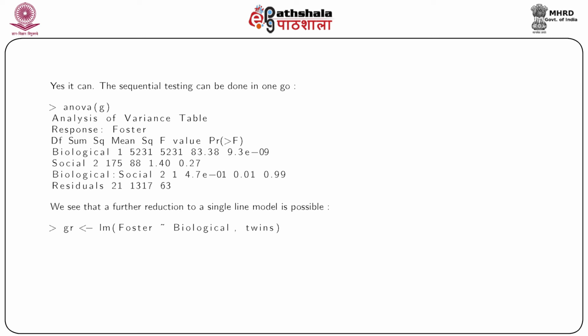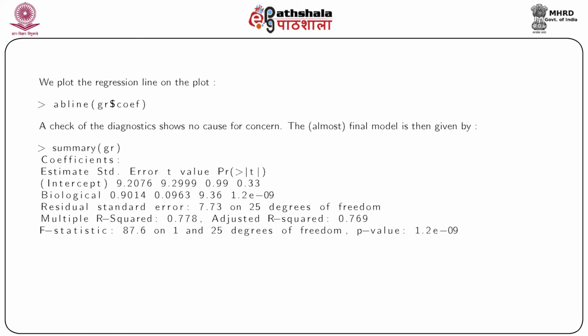So we have an opportunity of further reducing the model to a single line model, where it's none other than a simple regression model, with the foster child's IQ being a simple regression of the IQ of the person who was reared by the biological parents. So we plot the regression line, and the check of the diagnostics shows that there is no cause for concern.